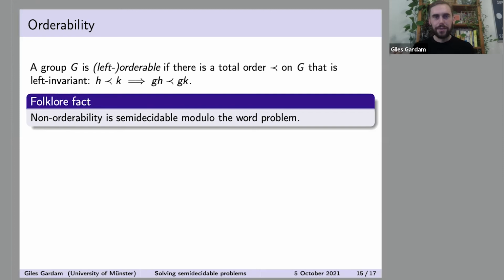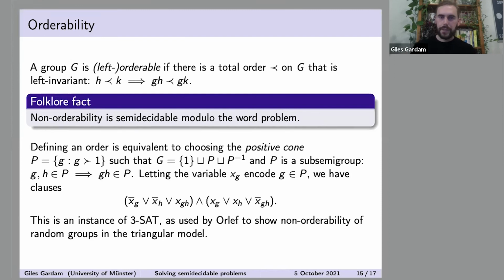The easiest way to think about this is to, instead of thinking about the order comparing pairs of elements, just think about comparing single elements to the identity. So we'll talk about the positive cone. Defining an order is equivalent to choosing the positive cone, which is just the set of elements bigger than 1. The constraint on such a set to be the positive cone of an order is just that it, together with the set of its inverses, together with the set containing the identity element, has to be a partition of the group. Everything's either the identity or it's positive, or it's negative because its inverse is positive. And P has to be a subsemigroup, closed under multiplication. If I multiply two positive things, I have to get something positive out.